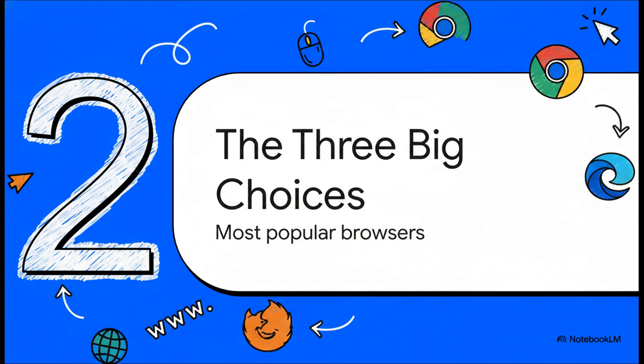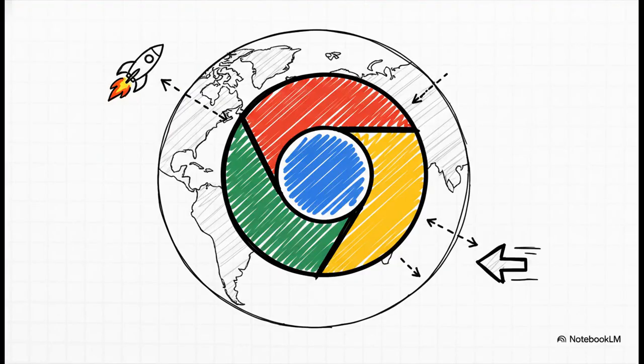Okay, so now that we know what a browser is, let's meet the main players. While there are a bunch of different browsers out there, the game is really dominated by three major choices. I guarantee you've seen their logos before. First up, we've got Google Chrome. This one's the king of the jungle, the most popular browser in the entire world. And a big reason for that is how perfectly it works with everything else Google, like your Gmail, your Google Drive, and of course Google Search. People love it because it's fast and just really simple to use.